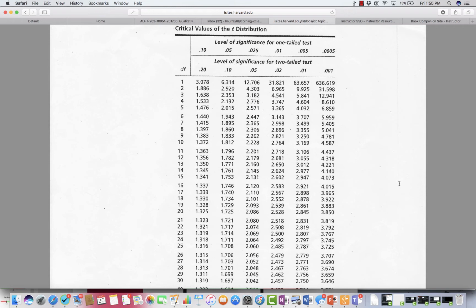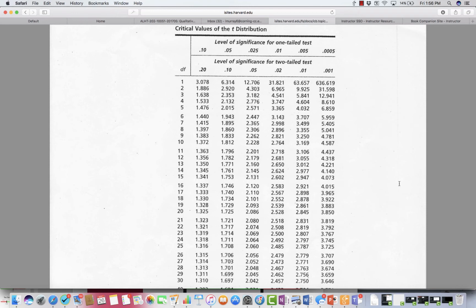Because the sample is smaller, we have to be a little bit more generous or allow for a little bit more error in our decision. Therefore, we use the critical values for the t-test instead of for the z-test if the sample size is less than 30. In order to use this table, you must first know whether you're conducting a one-tailed or a two-tailed test.